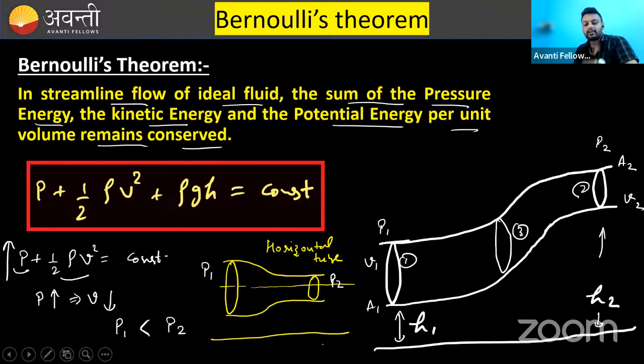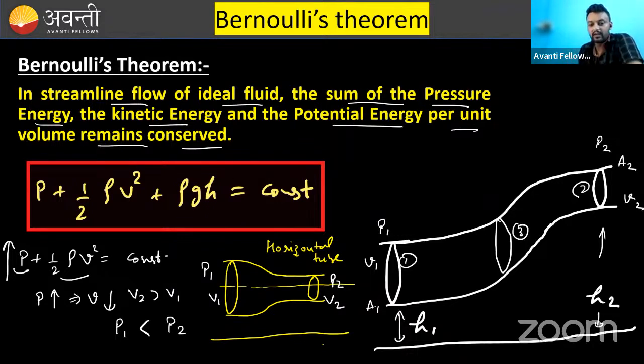Okay, now listen. What I am saying is, if velocity is less, then pressure will be more. How can you say that? From the continuity equation, we have seen that the lesser the area, the larger the velocity. That means if velocity here is v1 and velocity here is v2, you can clearly say that v2 is greater than v1. Can you say this? Say yes or no.